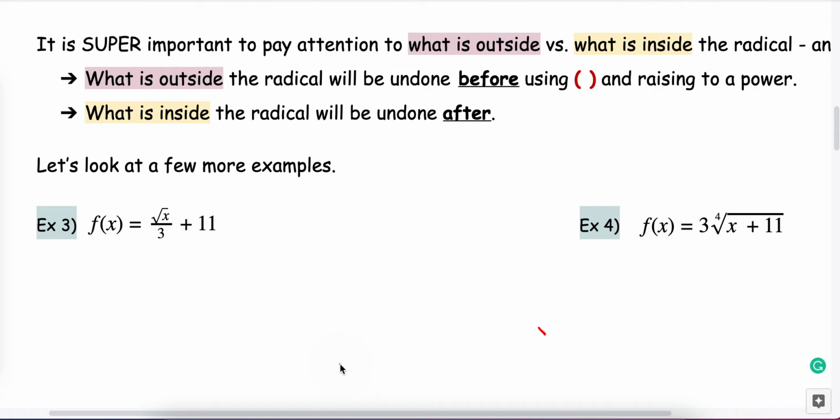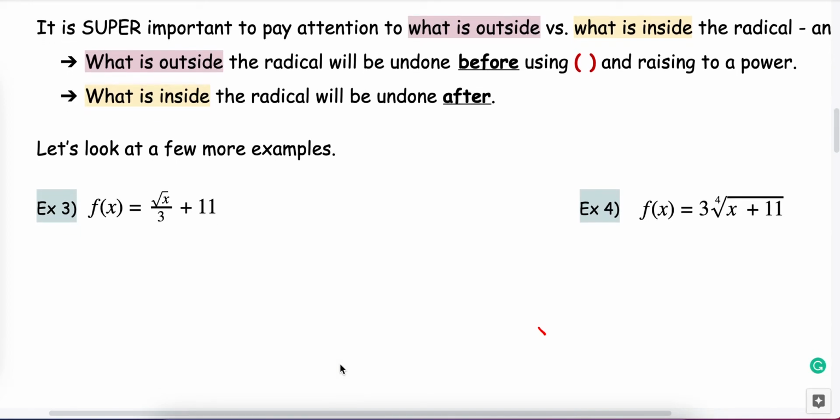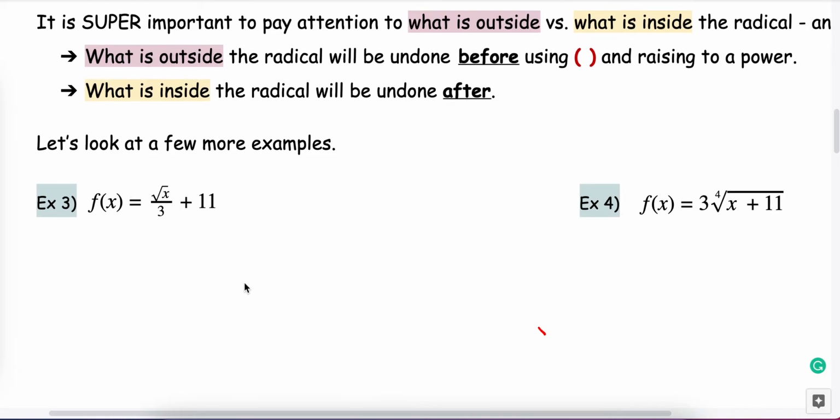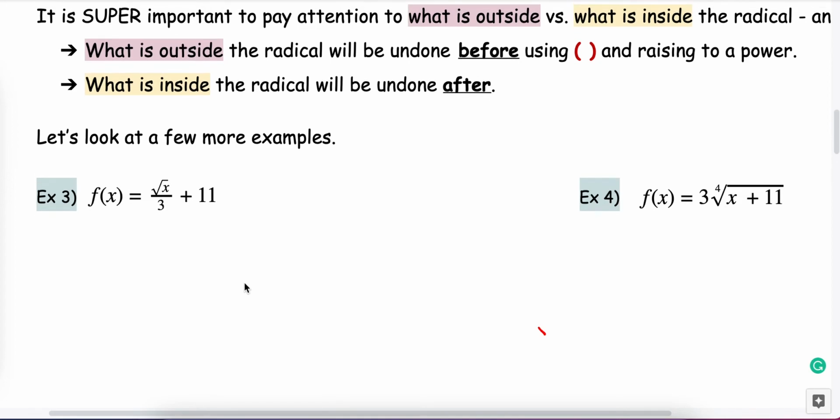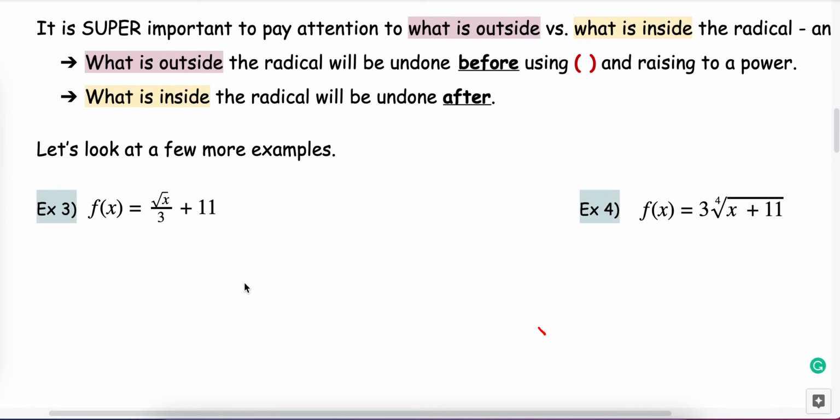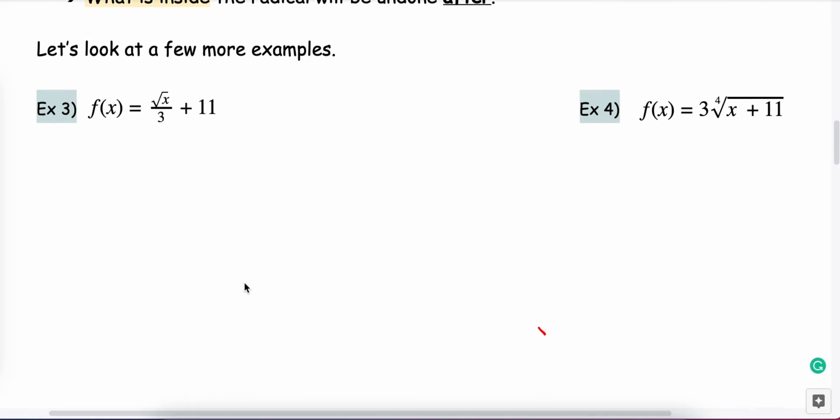Okay, here's the key thing: it is very important to pay attention to what's outside and what's inside the radical, right? Just watch out here that what's outside the radical must be undone before using the parentheses and raising to the power. What's inside will be done after. So we're still going to follow the same steps. Just be really careful. You've got to do things step by step, kind of like PEMDAS when you were working with PEMDAS back in the day, right? So let's look at a few examples.